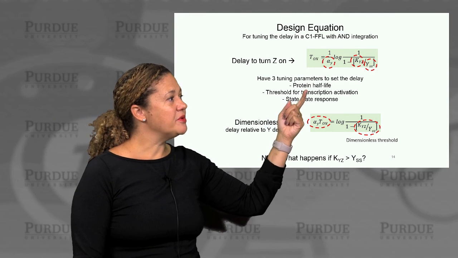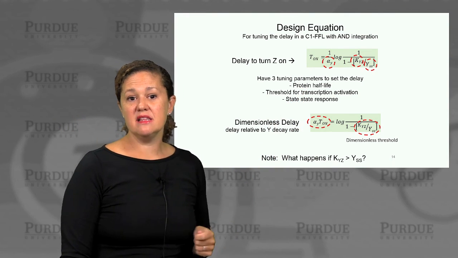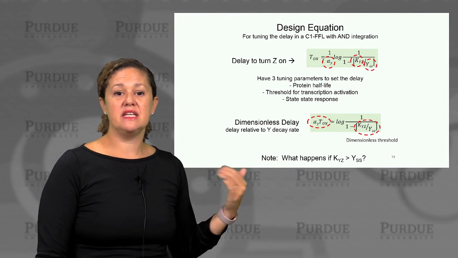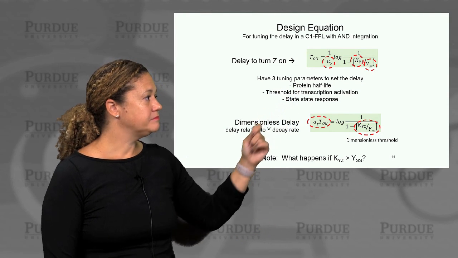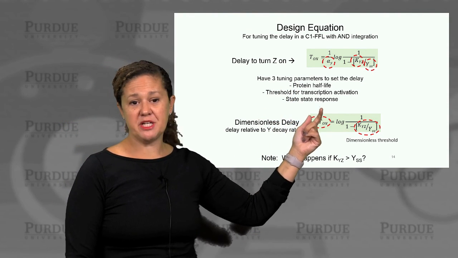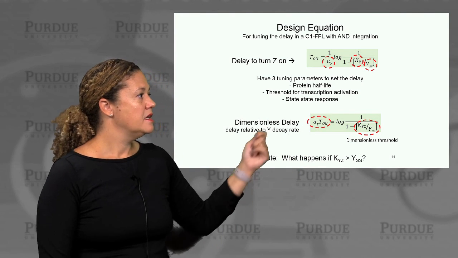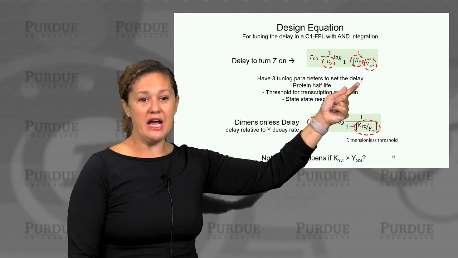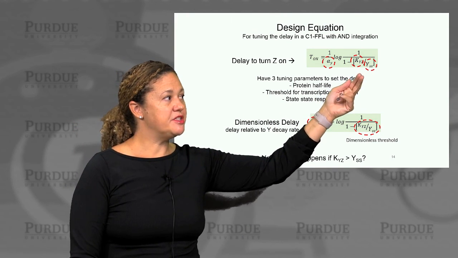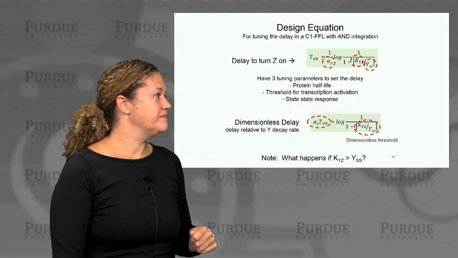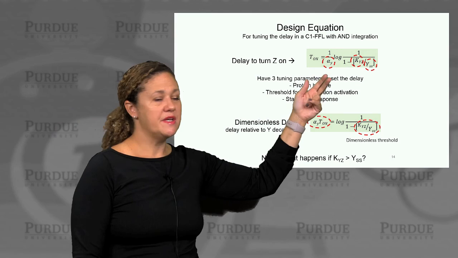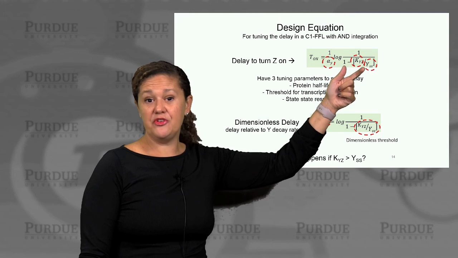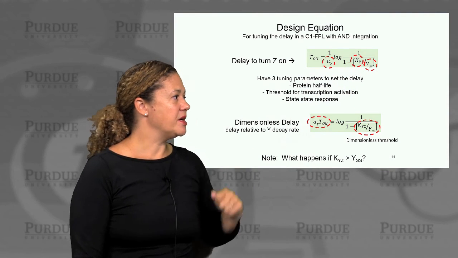And now we point out we have three tuning parameters to set that delay. We have alpha Y, related to the protein half-life, that is the decay rate of our protein Y. We have our threshold for transcription activation of Z by Y. And we also have our Y steady state value, which was our beta Y over alpha Y, which I've now just substituted in and called Y steady state. So we have these three parameters that we can now tune: alpha, beta, and alpha, which contribute to our Y steady state, and our threshold value.